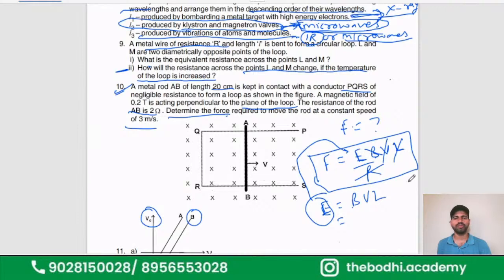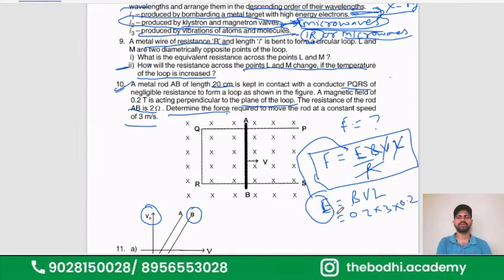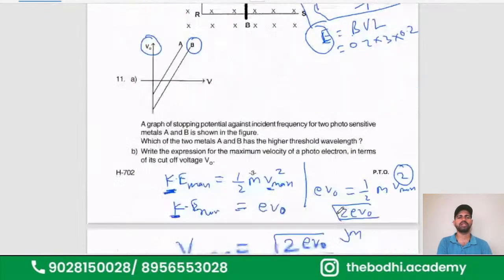Now substitute the values. B, the magnetic field, is 0.2, into V, which is 3, and L is how much? The length is 20 centimeters, so we have to convert it into meters. It will be 0.2 meters. I'm not solving in detail; you can easily do it. Okay, coming to the next question.